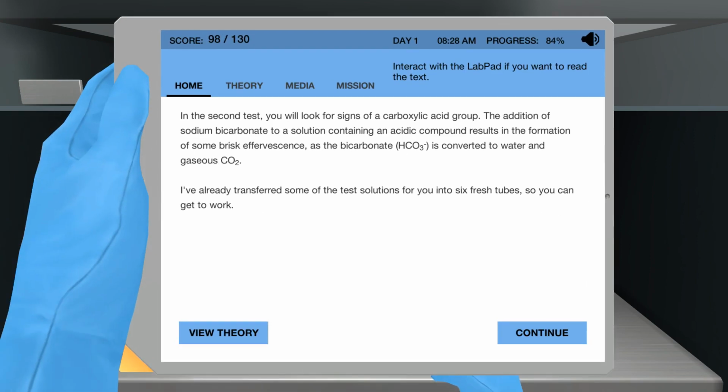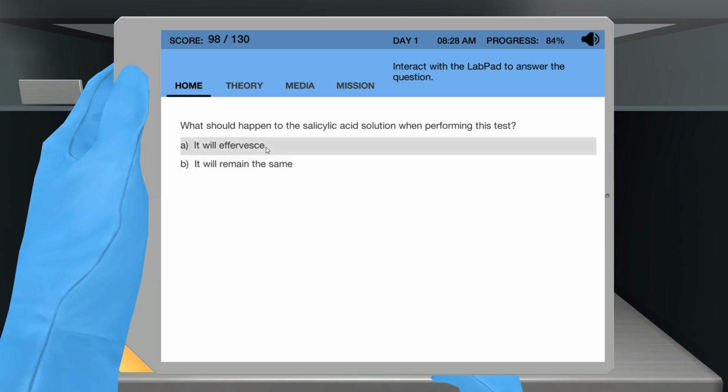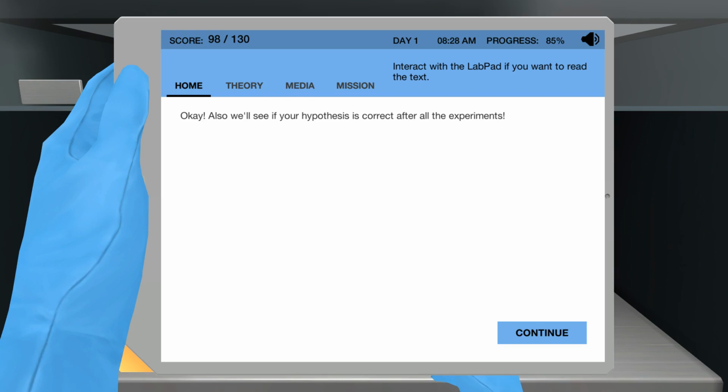The addition of sodium bicarbonate to a solution containing an acidic compound results in the formation of some brisk effervescence, as the bicarbonate is converted to water and gaseous CO2. I've already transferred some of the test solutions for you into 6 fresh tubes, so you can get to work. What should happen to the salicylic acid solution when performing this test? Okay. Also, we'll see if your hypothesis is correct after all the experiments.